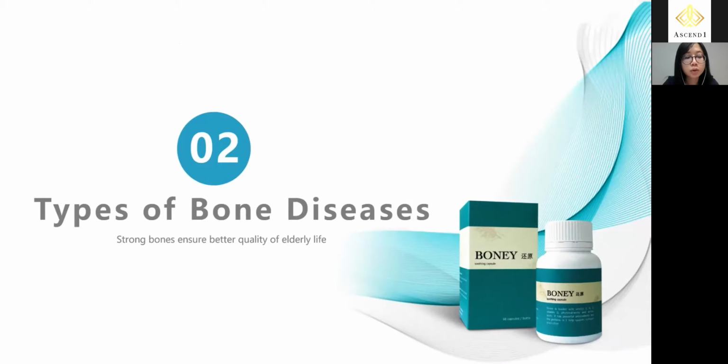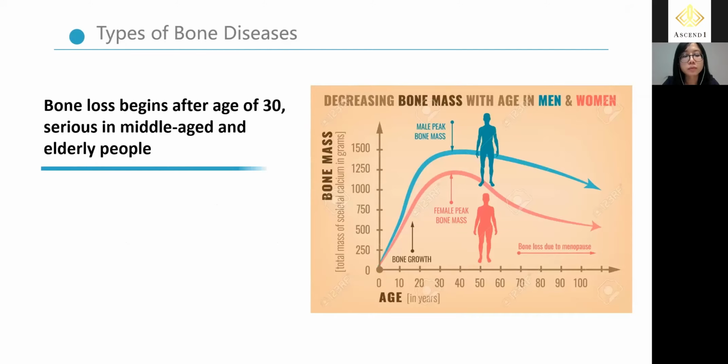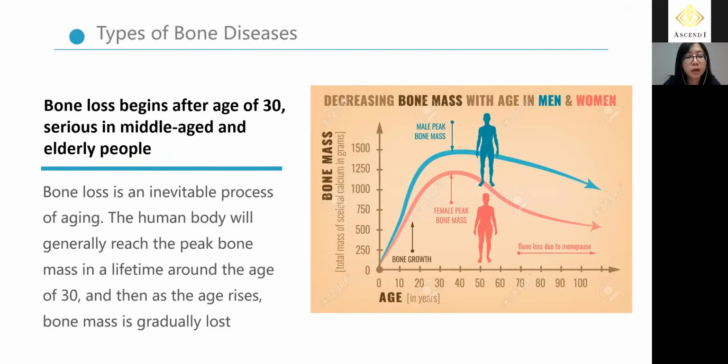Next, we will go through the types of bone diseases. Our bones actually act like a bank for bone mass storage. Most of it is saved when we are young and a small amount is spent. After the age of 30, we spend more than we save, especially in middle age and old age. As we age, human bones begin to lose mass and become more brittle.